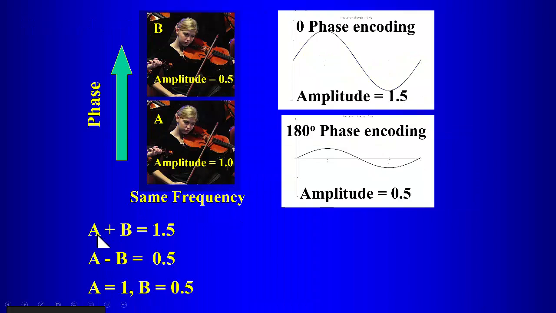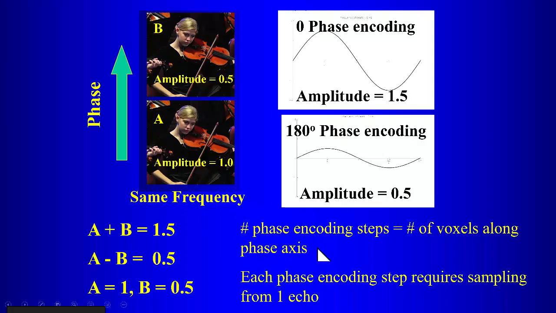So I have A plus B, 1.5. I have A minus B, 0.5. Two simultaneous equations, two variables. I can solve this. Now I know the amplitude of A and I know the amplitude of B. That is phase encoding. Okay, that's how phase encoding works.